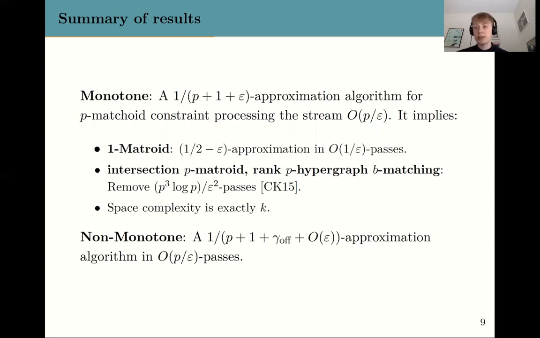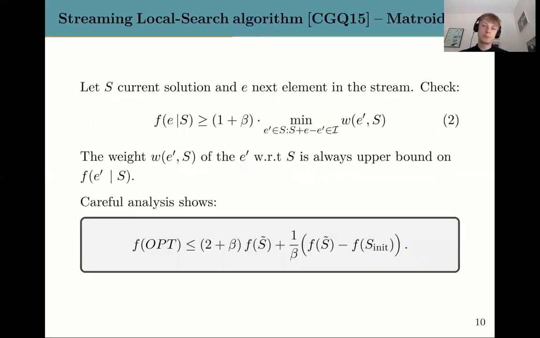In the non-monotone case, the space complexity is clearly not tight, and there's definitely room to improve in terms of the space memory, as well as for the hardness and the approximation guarantee. All right, so how do we proceed to get those results?